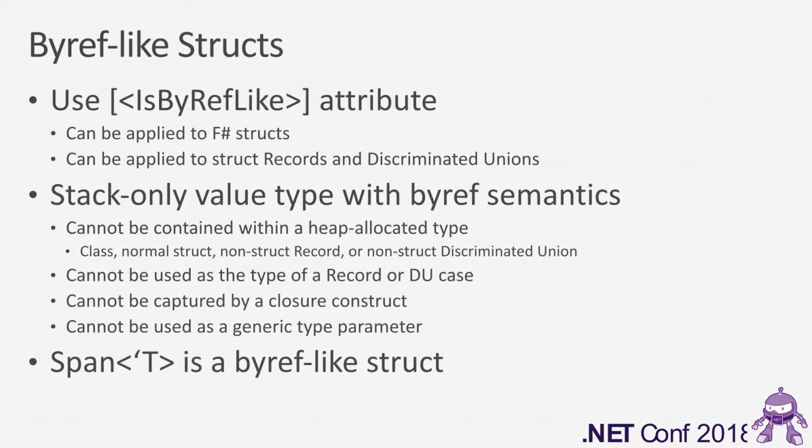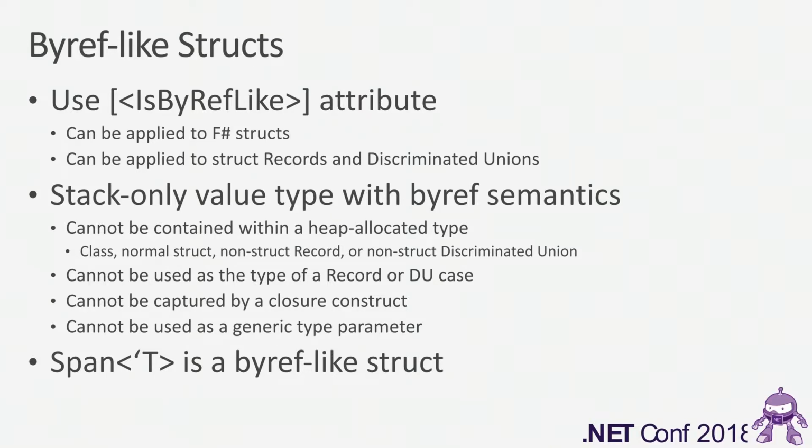Cool. So then we also have ByRef-like structs, which is basically an attribute that you can apply to an F# struct type. It can be applied to struct records and discriminated unions. We actually have a bit of an issue with DUs, so I wouldn't quite use that right now. But anyways, what it allows you to do is say, oh, I have a value type that I've defined, I can now give it ByRef-like semantics.